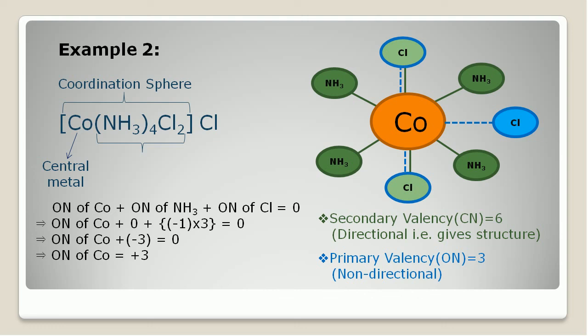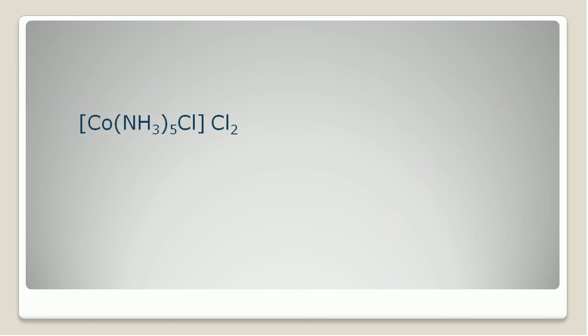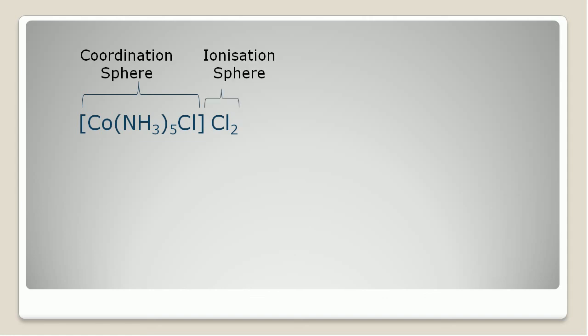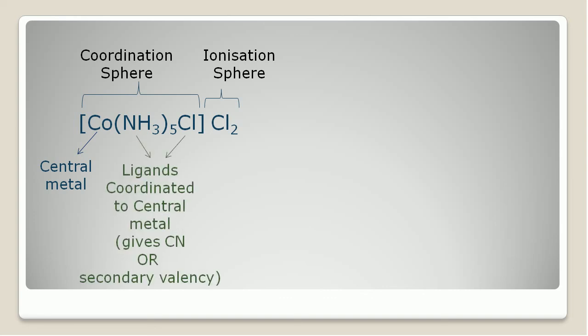Now, let us summarize the whole concept of Werner's theory. According to this theory, in a coordination compound, there is a coordination sphere written inside the square brackets and an ionization sphere. In the coordination sphere, there is a central metal which is bonded with coordinate bonds to ligands. The number of such coordinate bonds gives us the coordination number or the secondary valency of the central metal. The atoms in the ionization sphere give the oxidation number or primary valency of the central metal.